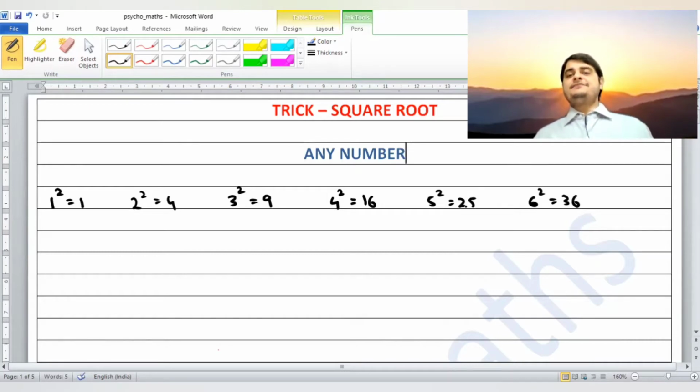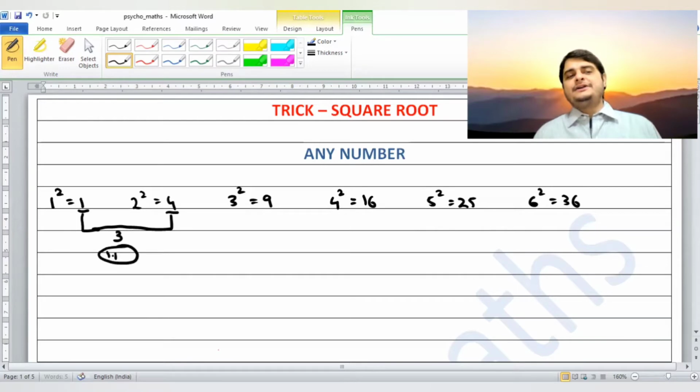But students, viewers, check what is the logic which we are using in the trick. The difference between the square of 1 and 2 is 3, which is nothing but the sum of 1 and 2 itself. Similarly, the difference between the square of 2 and 3 is what? 5. But it is nothing but the sum of 2 and 3 itself.